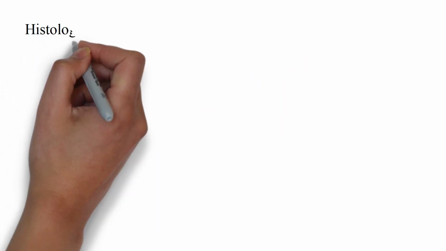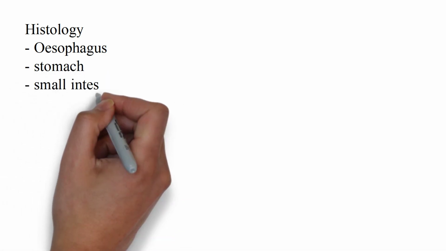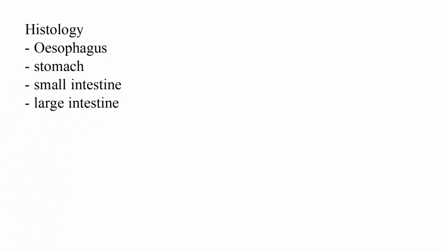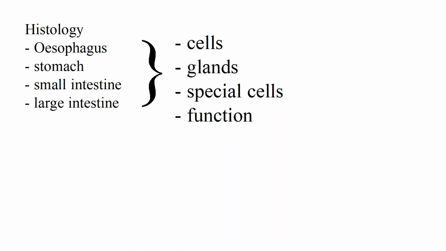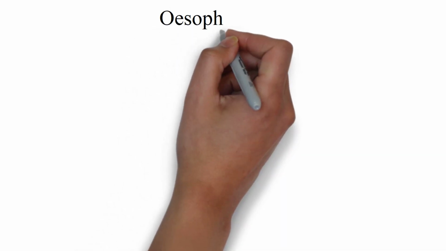We are going to see the histology of the esophagus, stomach, small intestine, and large intestine. In this we will see the cells, glands, special cells and their functions. So let's first start with the esophagus.